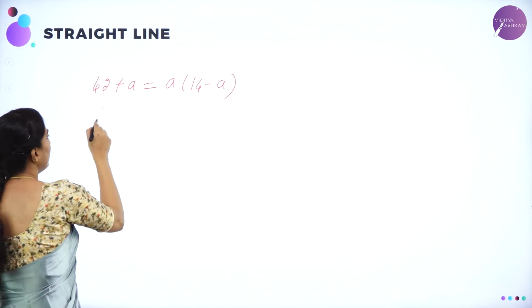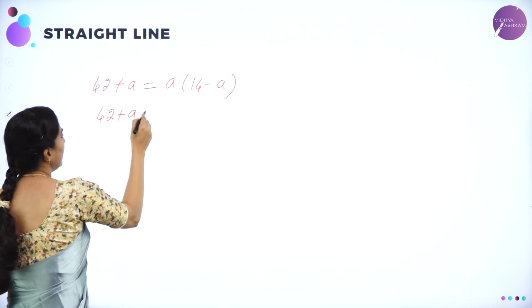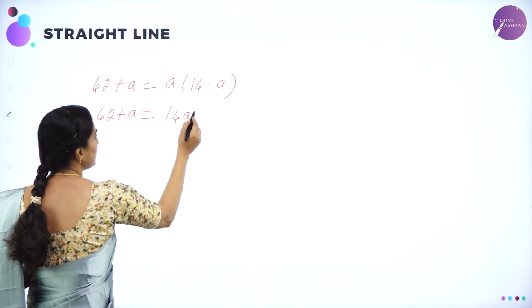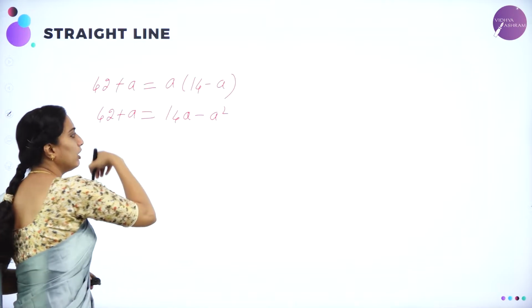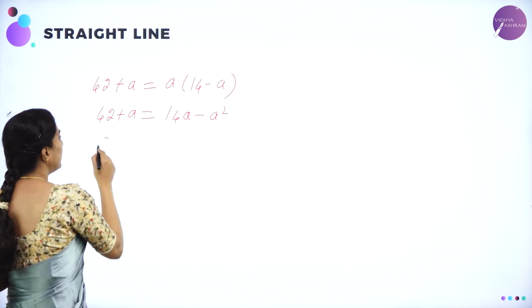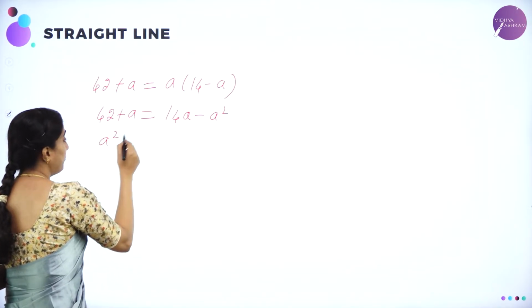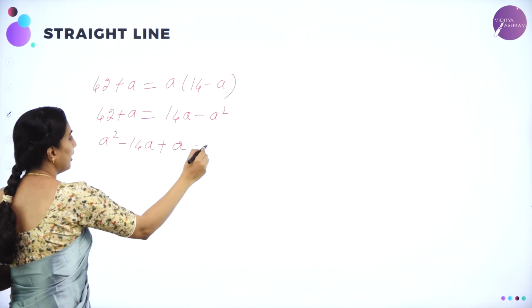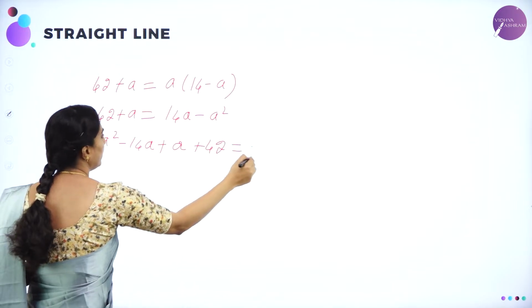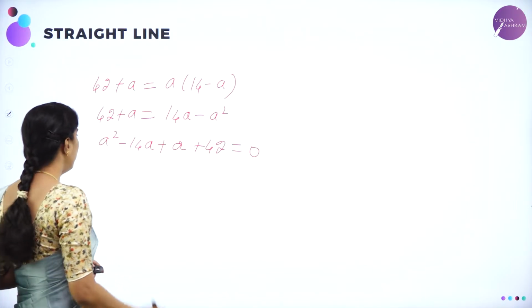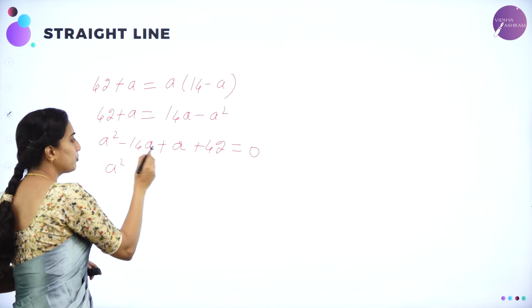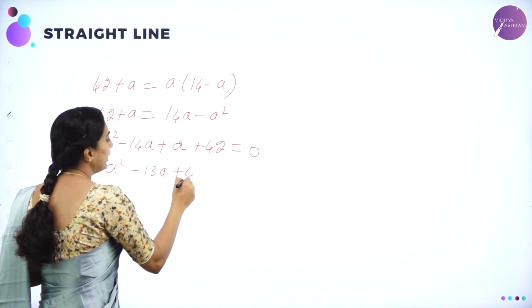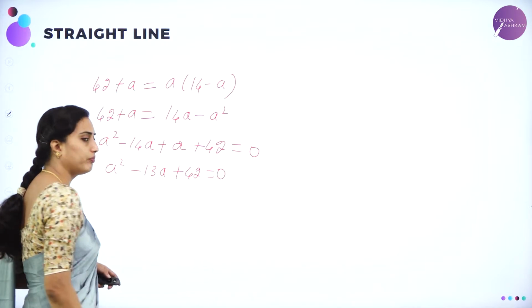Now you can write 42 plus a is equal to 14a. A into a is minus into plus is minus a squared. You can bring all the terms to this side. It will become a squared minus 14a plus a, because you are having plus a, plus 42 is equal to 0. Now a squared minus 14a plus a is minus 13a plus 42 equal to 0.